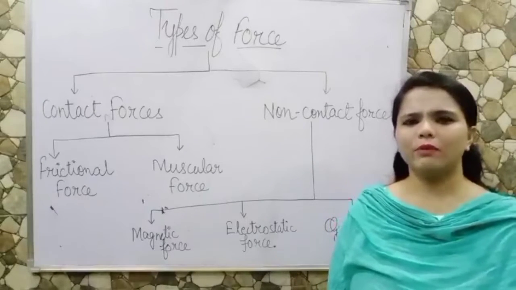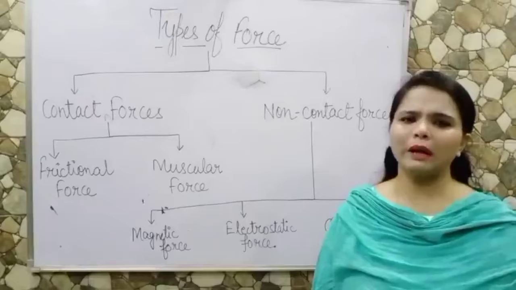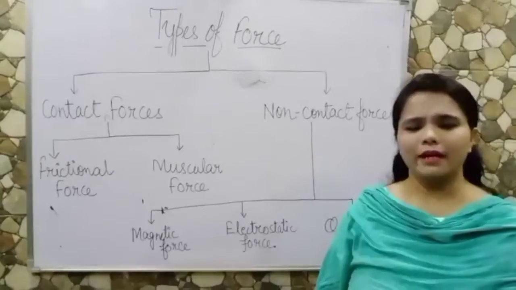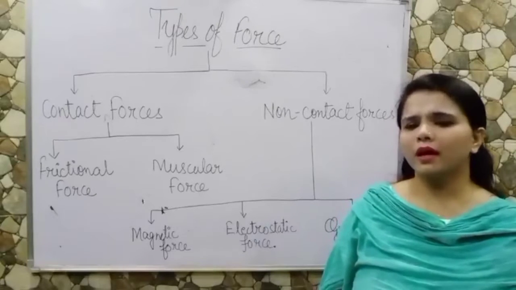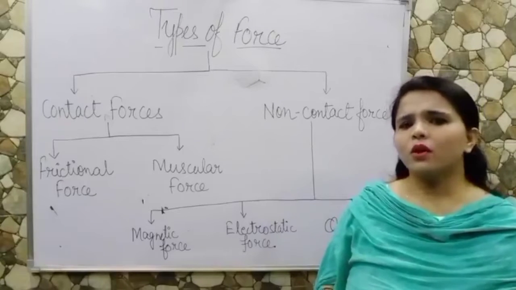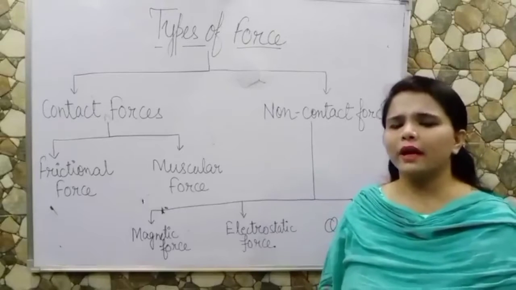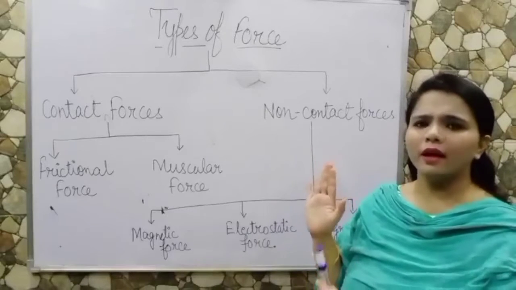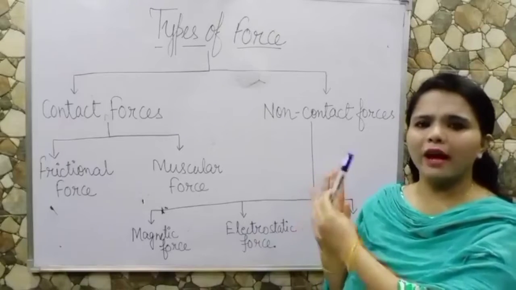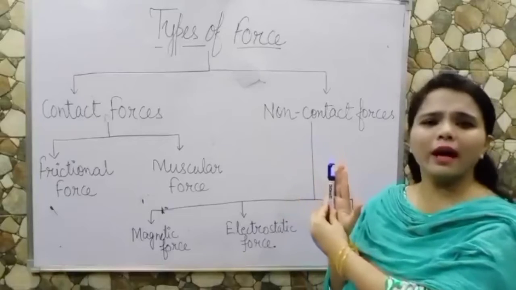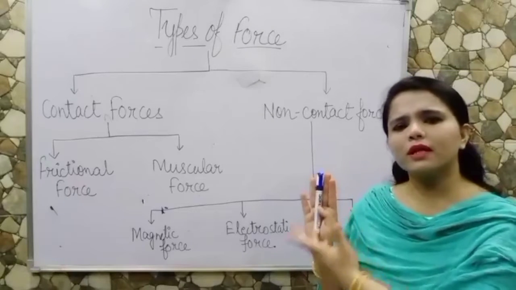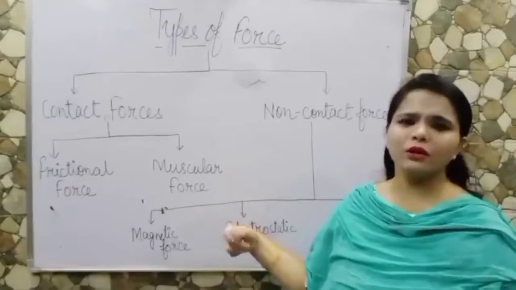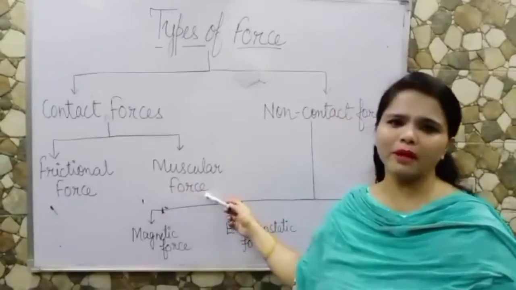Now let us see types of forces. There are mainly two types of forces, contact forces and non-contact forces. Contact forces, as the name suggests about the contact, means an object is going to apply force on another object. They both should be in contact with each other. Suppose my hand is pushing this pen. They both are in contact. So this kind of force is known as contact force. They are further categorized into two types, that is frictional force and muscular force.